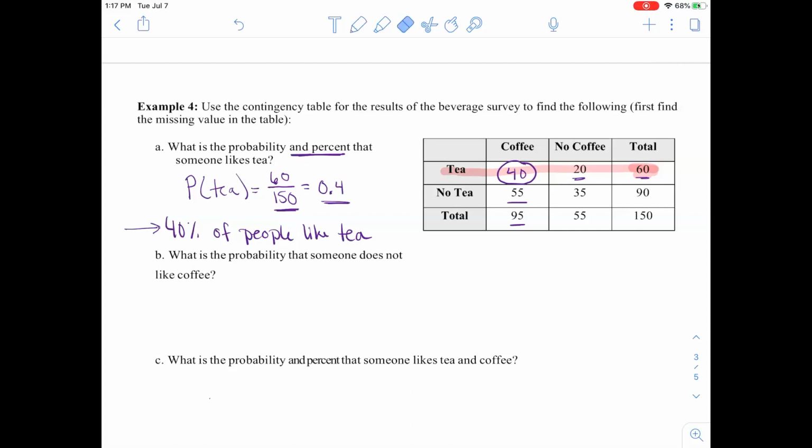All right, let me get rid of this so it doesn't confuse us. Now it says, what is the probability that someone does not like coffee? So I'm going to look in my no coffee column. So probability doesn't like coffee.